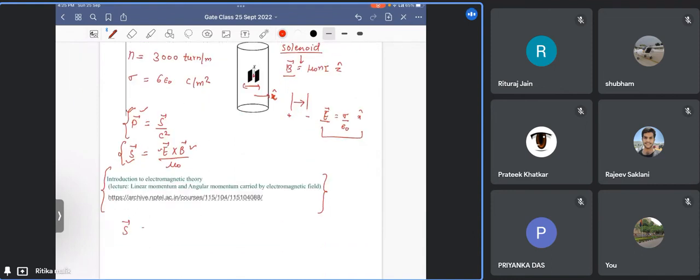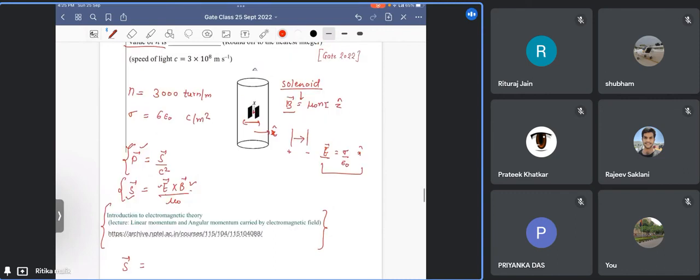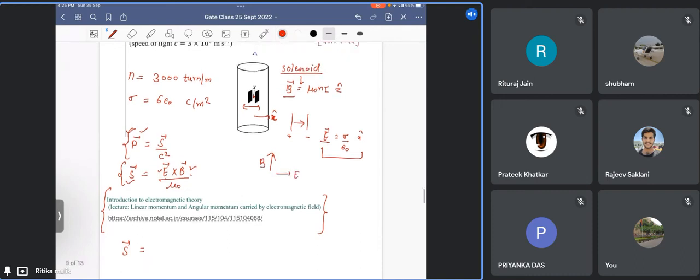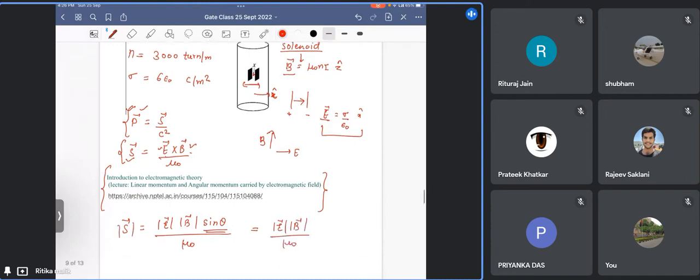So we start with the calculation of the S vector. We know that E vector and B vector are perpendicular. B is in this direction and E is in this direction. So whenever we calculate E vector cross B, it becomes mod E mod B into sine theta. Sine theta, where theta is the angle between E and B, which is 90 degrees, so its value is 1. So basically, it is mod E mod B by mu naught. So this is the magnitude of the Poynting vector.